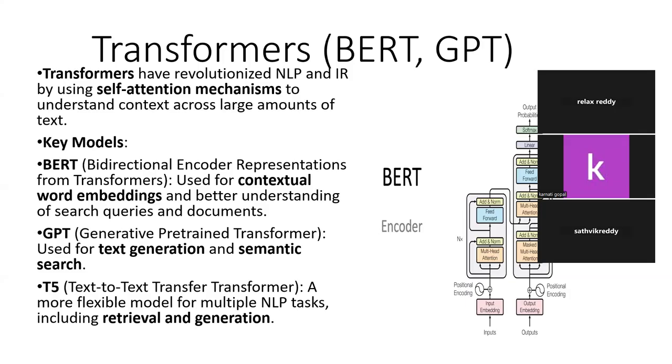the text. Key models built on the transformer architecture include BERT, bidirectional encoder representations from transformers, which generates contextual word embeddings by considering both the left and right context of each word, and GPT, generative pre-trained transformer, on the other hand, focuses on text generation and semantic search.